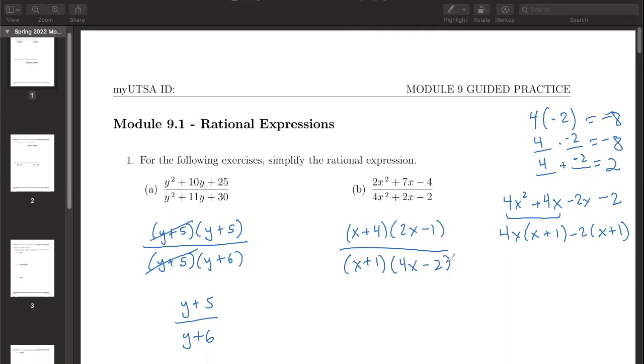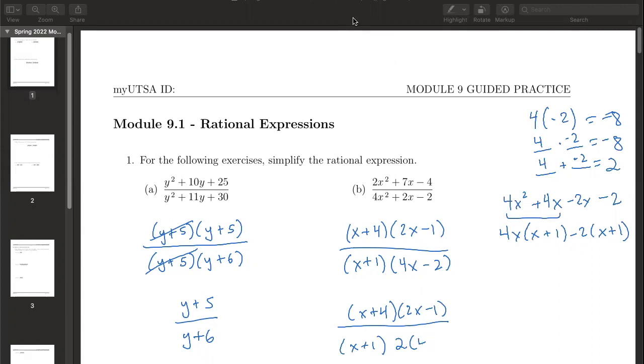Now hang on. None of my factors in the numerator and denominator look the same yet. But is there something that I could factor out of one of these factors? X and 4 have nothing in common. 2 and 1 have nothing in common. 1 and 1, nothing really to do there. But 4 and 2, those both share a 2. So if you look, I can actually factor a 2 out of that binomial like this.